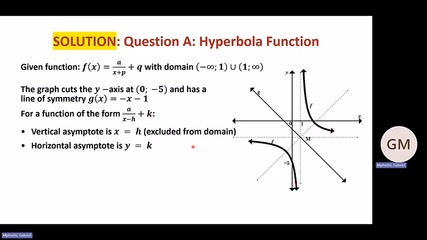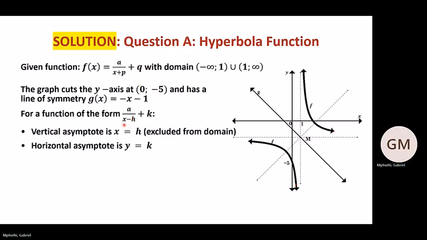So I need you to pay particular attention to signs. And also, I just want to bring this to you that here we are talking about the function of the form a divided by x minus h plus k. Now, look at how it is written in this function f of x equals a divided by x plus p plus q. Here we have x minus h and plus q. So they are both hyperbolic functions. Here we are using this in order to understand that function.